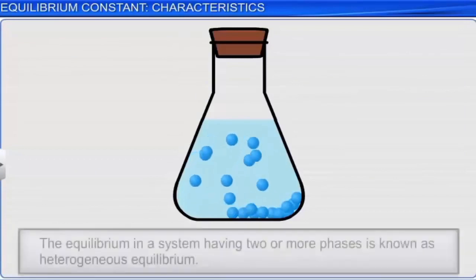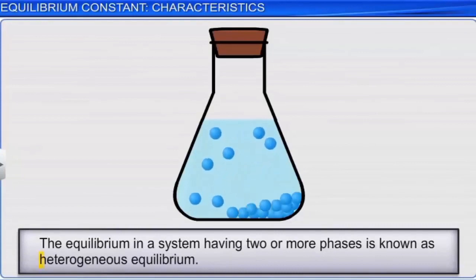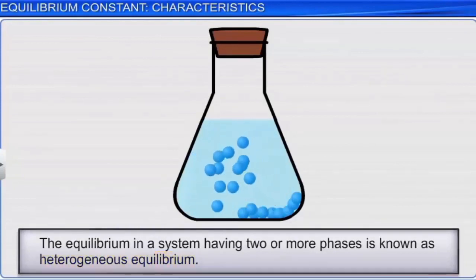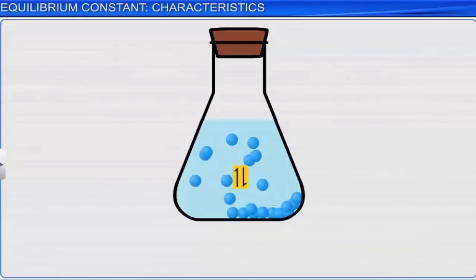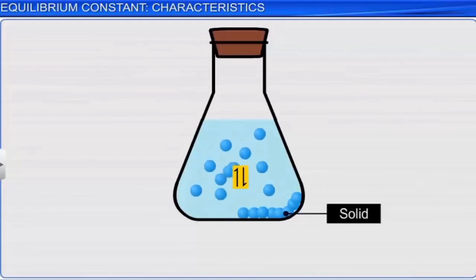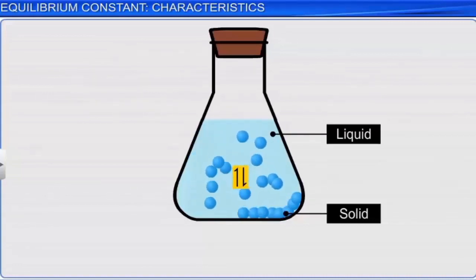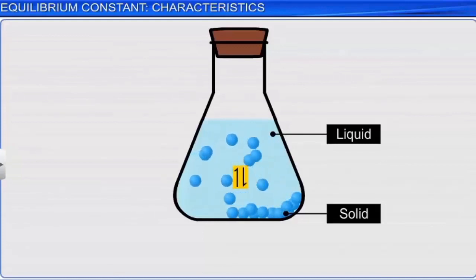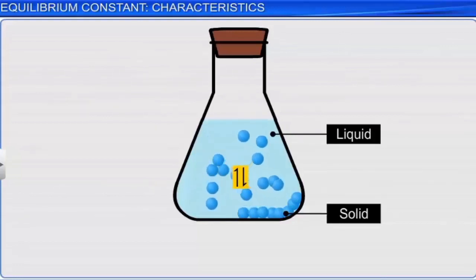You have already learned that the equilibrium in a system having two or more phases is known as heterogeneous equilibrium. Heterogeneous equilibria often involve pure solids or liquids. The concentration of these solids or liquids remains constant and does not change. Hence, while writing the equilibrium expressions for heterogeneous equilibria involving a pure liquid or a pure solid, the concentrations of these substances are excluded.